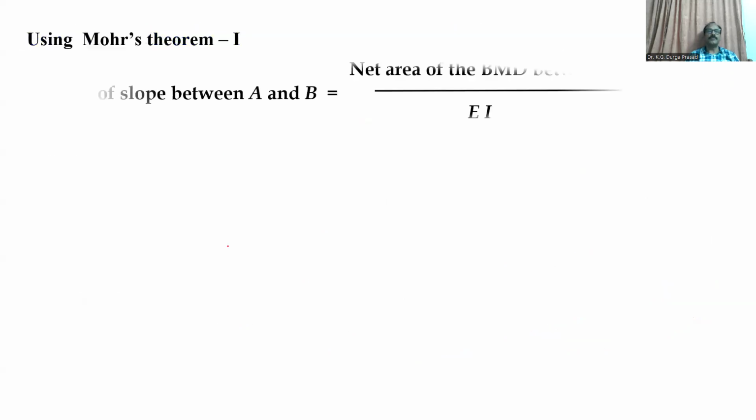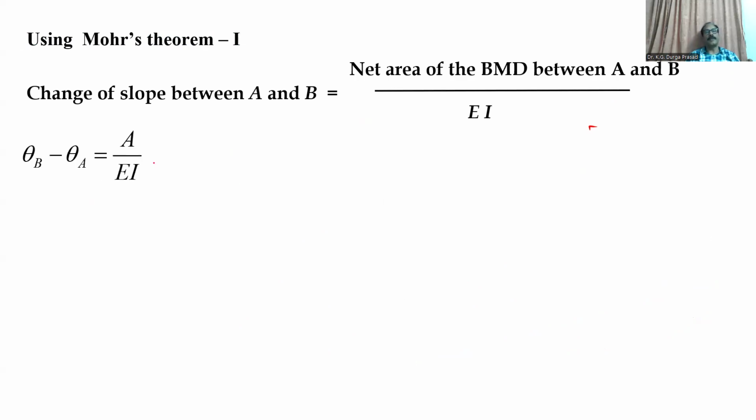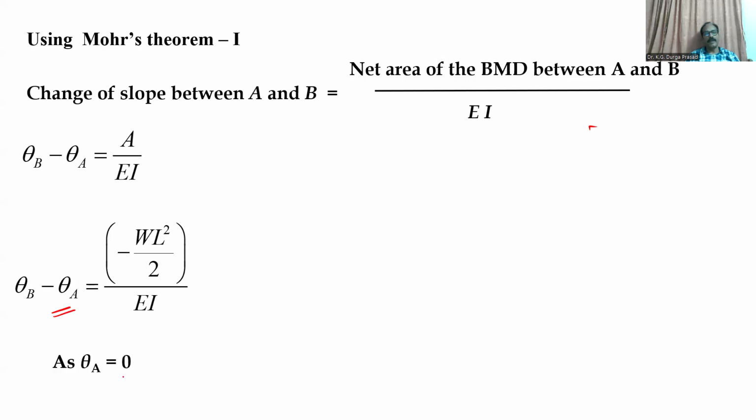So using Mohr's theorem, what is the Mohr's theorem here? Change of slope between the points A and B is the net area of the bending moment diagram between the points A and B, right? Now substitute. Theta B minus theta A equal to A by EI. What is that A? Already calculated, right? Minus W L square by 2. So simplify this. What is the value of theta A? Why theta A equal to 0? Point A is a fixed support point. Therefore, theta A is 0. Substitute, you are getting theta B equal to minus W L square by 2 EI. Already I explained, so once again I am repeating this, right?